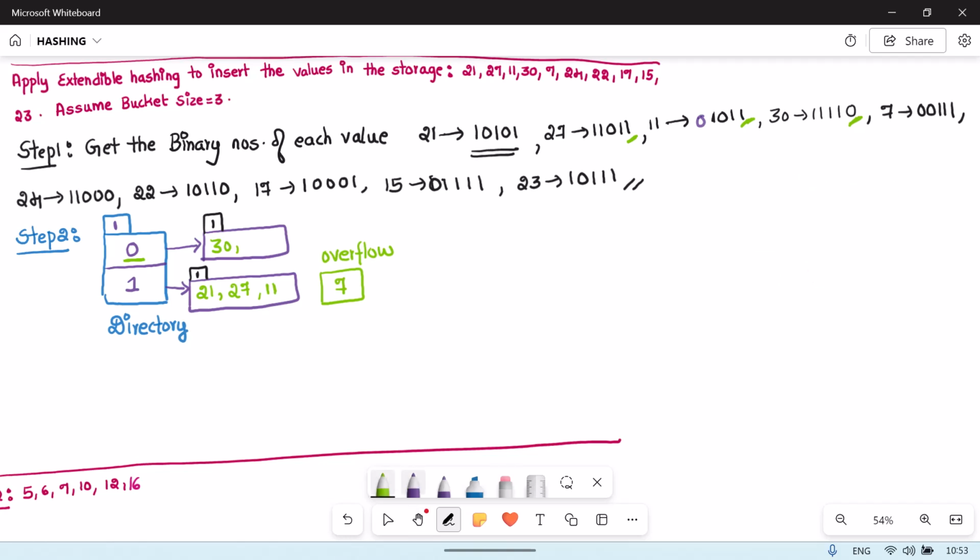Okay, now what to do if there is an overflow? Wherever the overflow has happened, I'll name this bucket as B1 and this bucket as B2. See, the overflow has taken place in bucket 2, right? Correct? Now you will have to split this bucket. So B2 will no longer be B2. The B2 bucket will be there, but B2 will be split into another bucket.